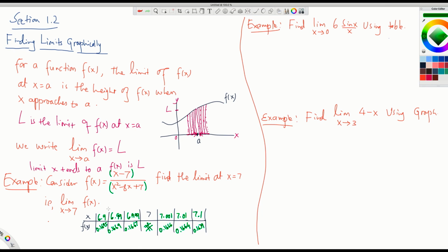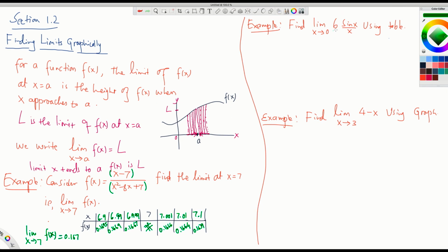So we see that the limit as x tends to 7 of f(x) is equal to, you see, 0.1667, 0.166. If you round to 3 decimal places, I get 0.167. That's what I get. You see that? I rounded to 3 decimal places there. So this is 0.167. This is the limit of this function at x = 7.